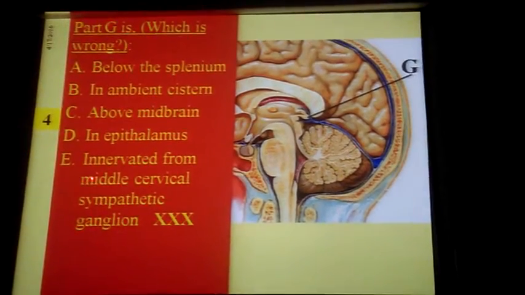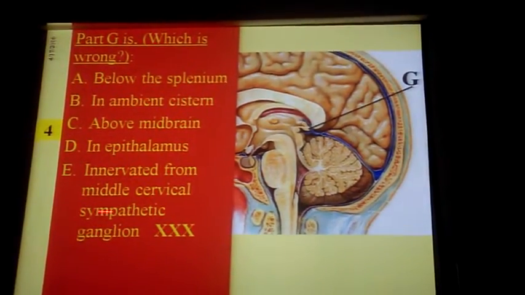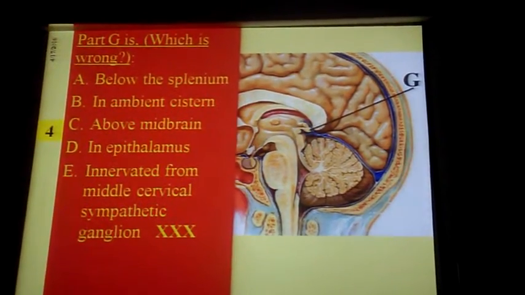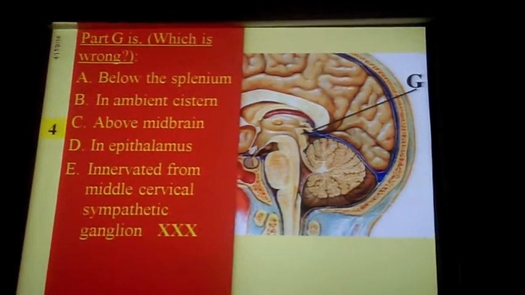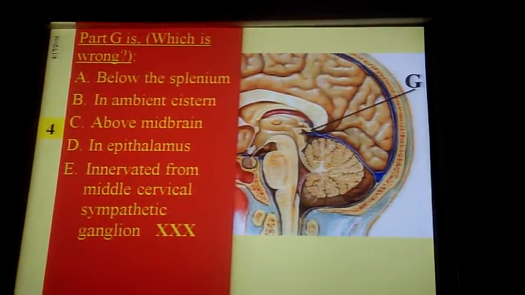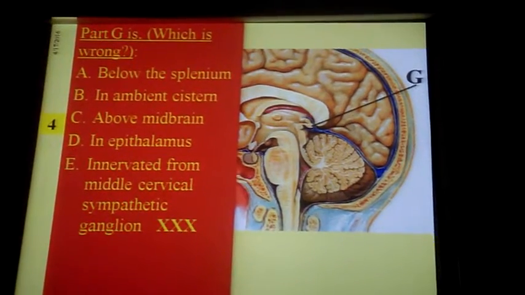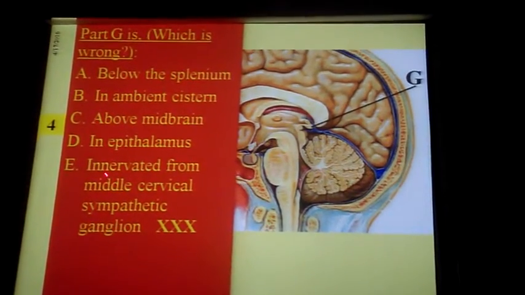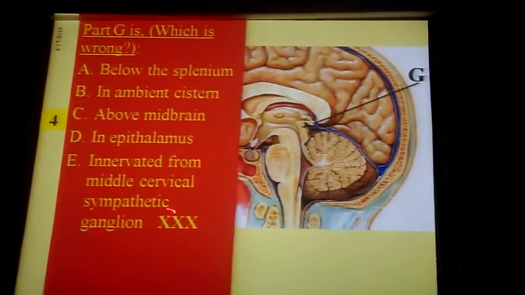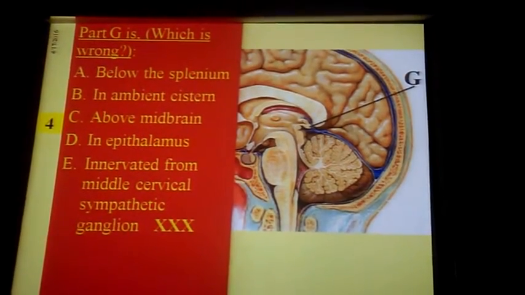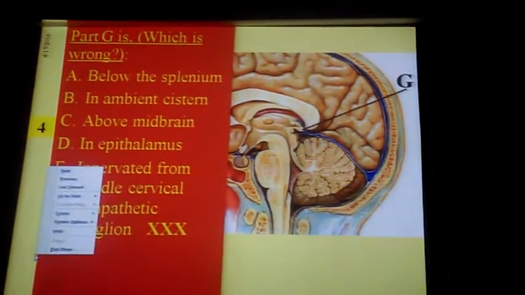Then, innervated from the middle cervical sympathetic ganglion. How many cervical sympathetic ganglia do we have? Can anyone tell me? We have three: superior, middle and inferior. The pineal is innervated from the middle cervical sympathetic ganglion. This is incorrect. The pineal gland is innervated by the superior cervical sympathetic ganglion.